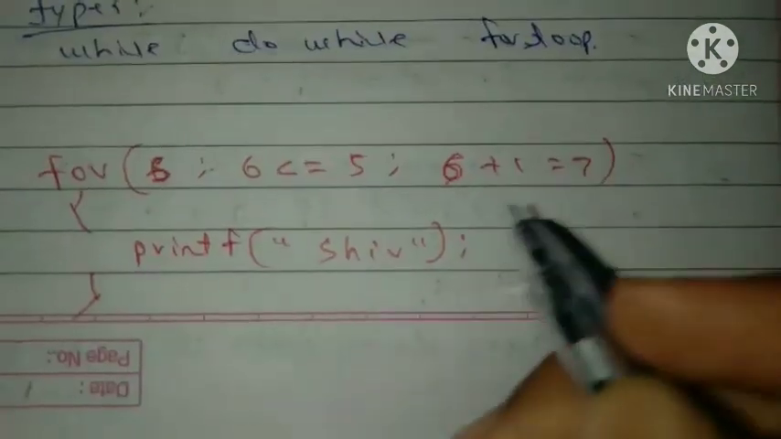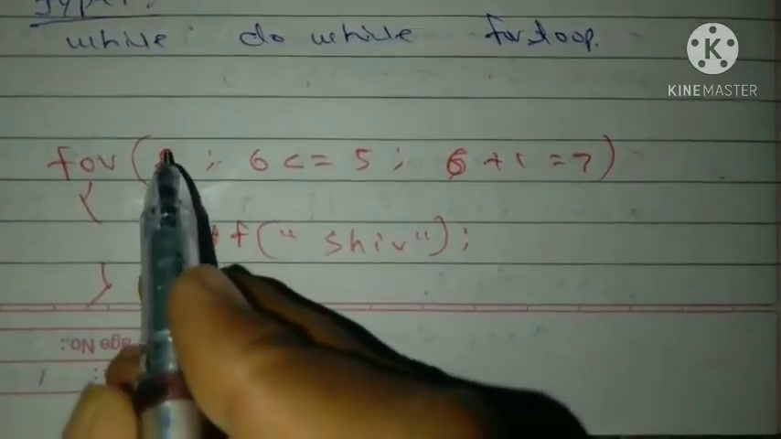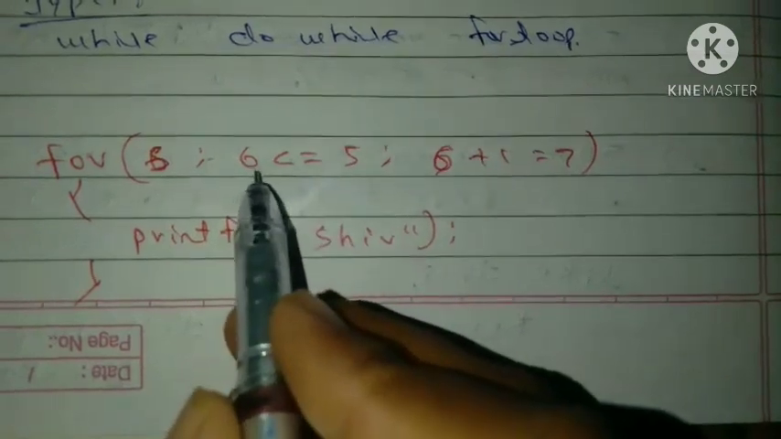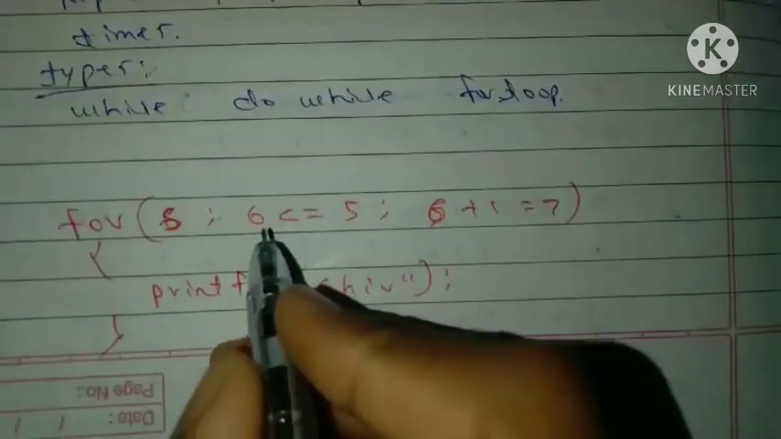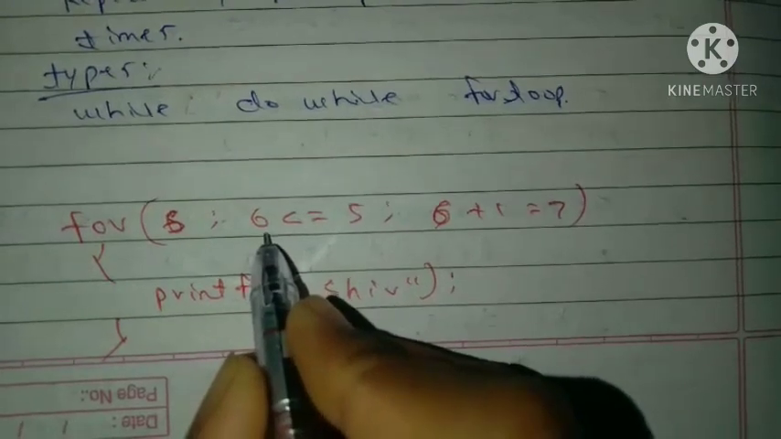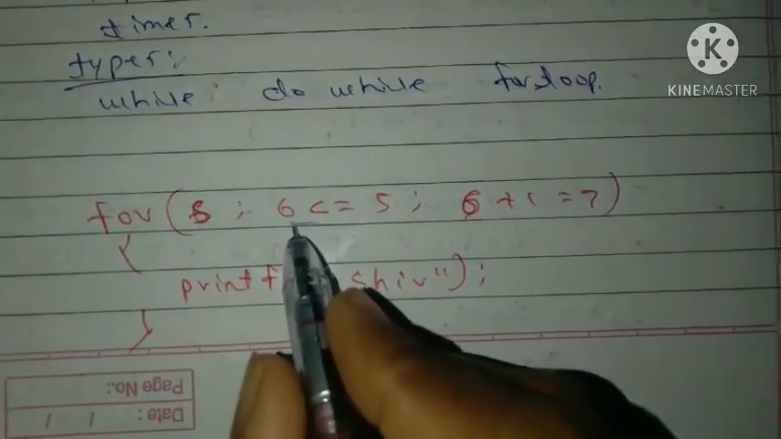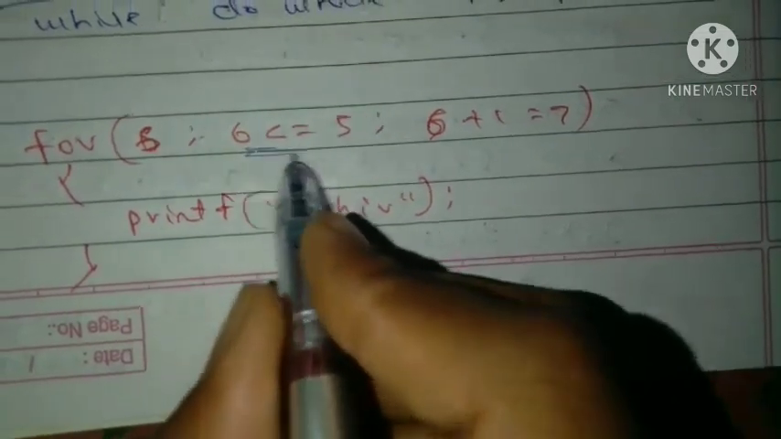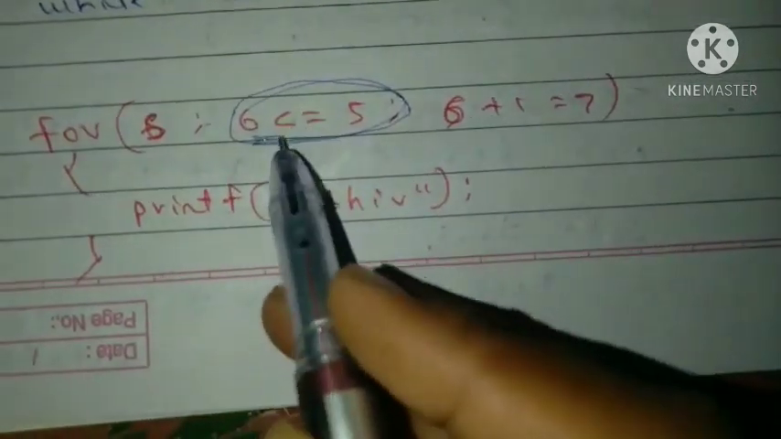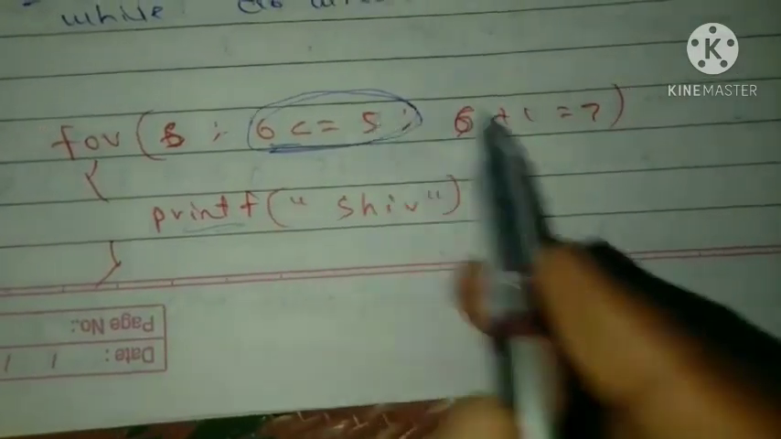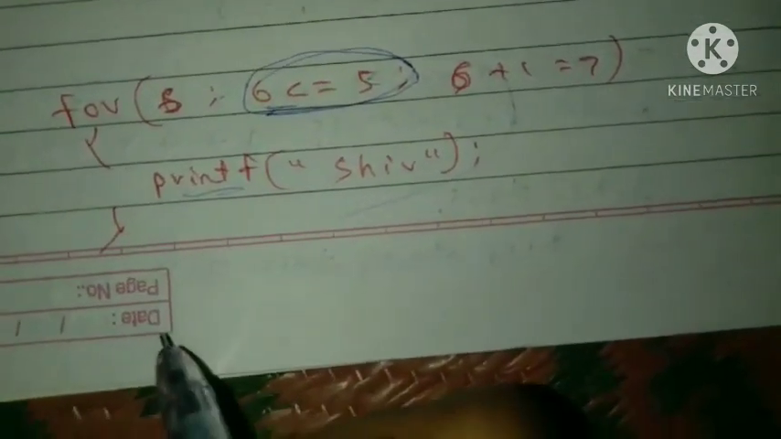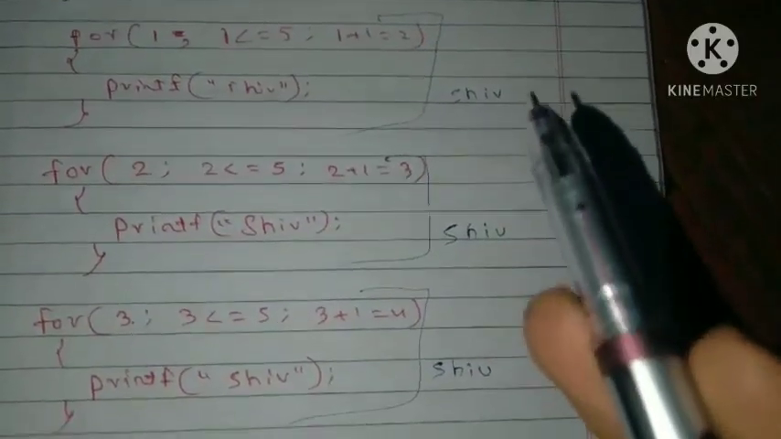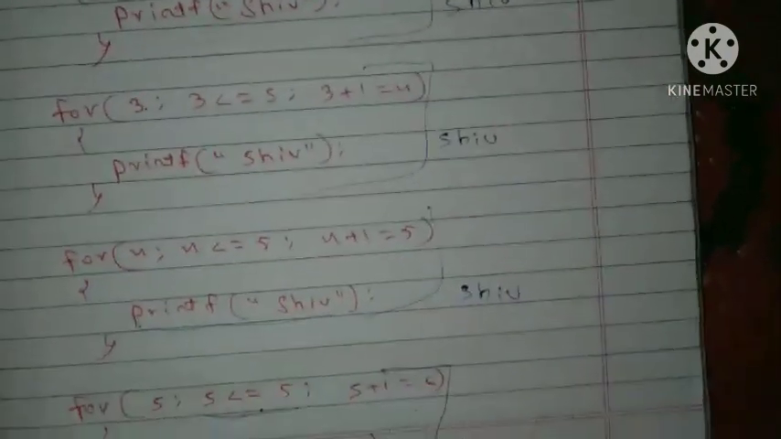Now the i value is incremented, right? Here 6 is the i value. Now check the condition. Is 6 less than or equal to 5? No, this condition is false, isn't it? Because 6 is greater than 5, and here I have written i less than or equal to 5. So this condition is false, and it will not go into the for loop. It will skip it, come out of the for loop, and execute the further statements. So here we have printed my name 5 times.